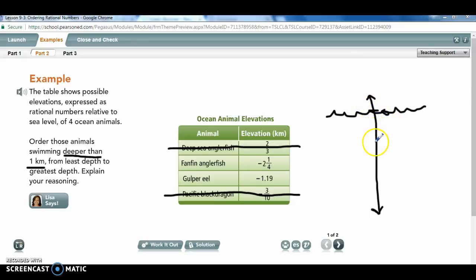If I'm going down, I would first get to the gulper eel, or however you say it. And then I would swim further down, I could see the fanfin anglerfish. So this is the first one. The anglerfish is the second one.